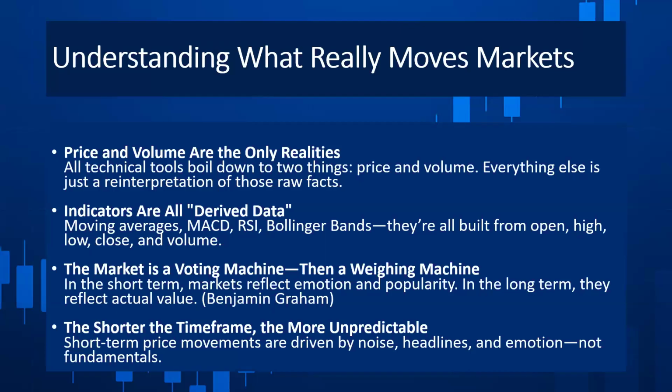He said the market in the short term is a voting machine that reflects emotion and popularity, news and kind of the crowd response. And then in the long term, it's a weighing machine. It's a scale that weighs actual value, actual market cap and earnings and all that stuff. But the shorter the time frame, the more unpredictable the market is, because the shorter price movements are driven by noise and headlines and emotion, not necessarily changes in fundamentals.